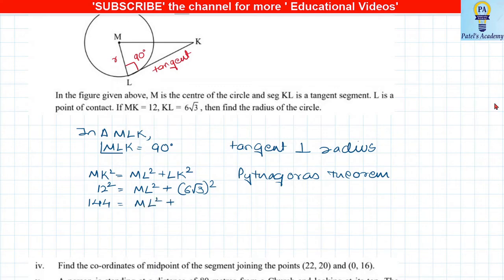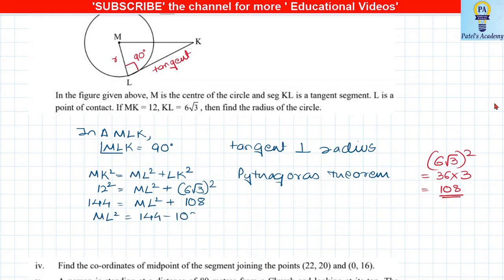Now on the right hand side, students, I'm just showing you how we find the square of 6 root 3. We have done this in 9th standard, but still I'll teach you. When you're finding the square of 6, it is 36, and the square of root 3 is going to be 3. So that is 108. This is how we find square. So ML square is going to be 144 minus 108. That is 36. So the value of ML is square root of 36, that is 6.